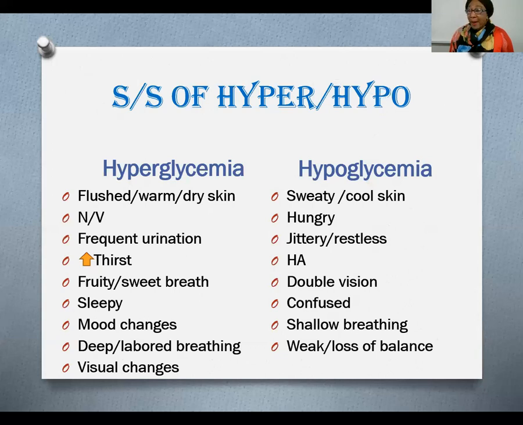And then if their blood sugar is low, they will be sweaty, their skin will be cool, they'll be hungry, they'll be wanting to eat constantly, they'll be jittery, they'll be shaking, they'll be restless. So those are some of the things. They'll have double vision, or they'll be confused. Confusion is one of them that you can easily notice when your resident has a low blood sugar.